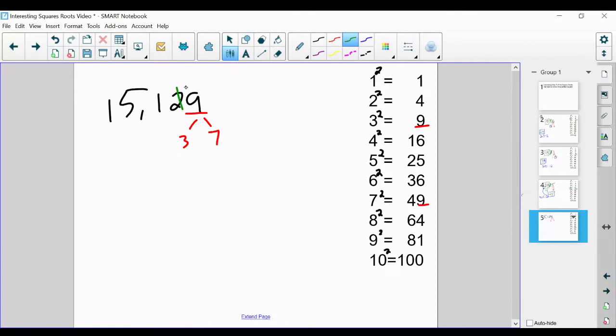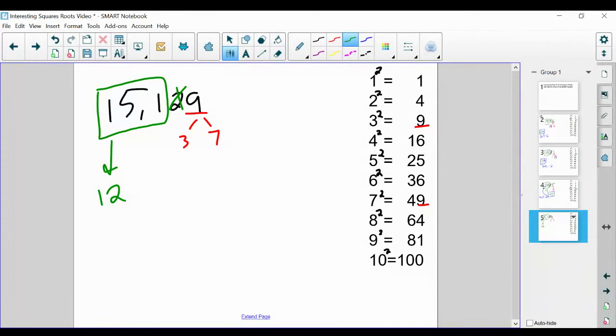We're going to skip over that tens digit, and we have 151. Well, we have to find the perfect square just short of 151, and that's 144, which the square root of that is 12. So this turns into a 12.